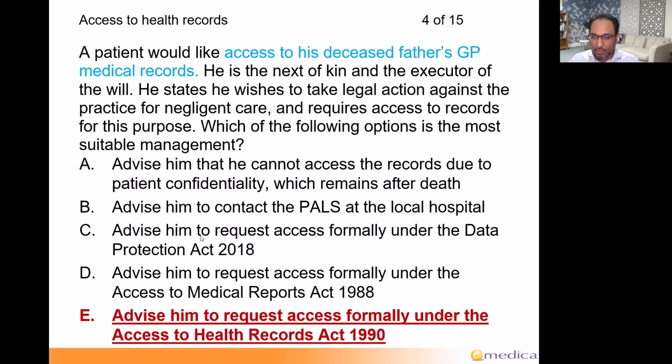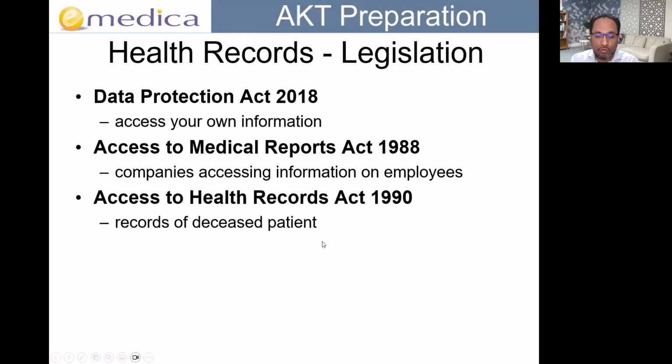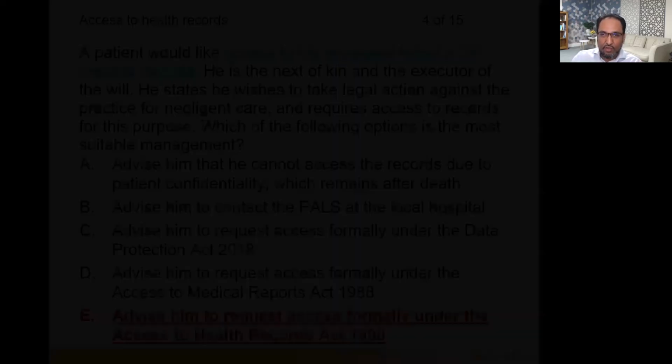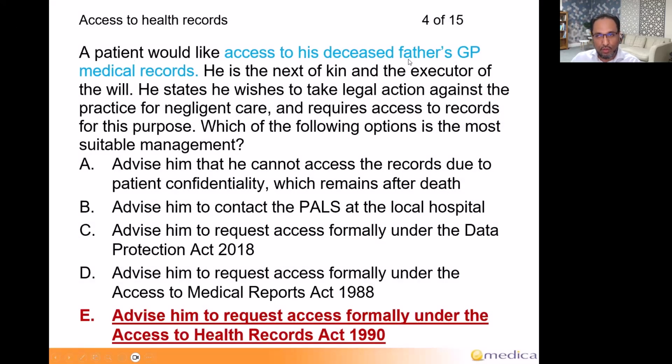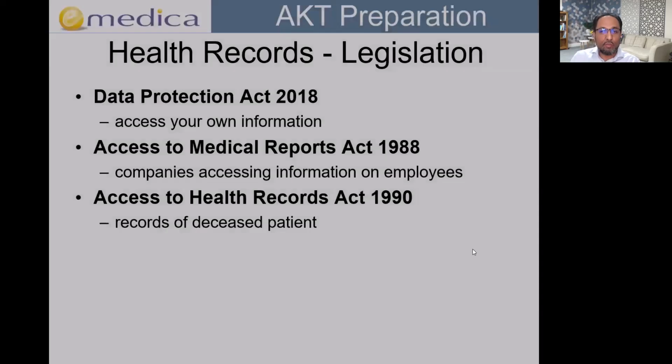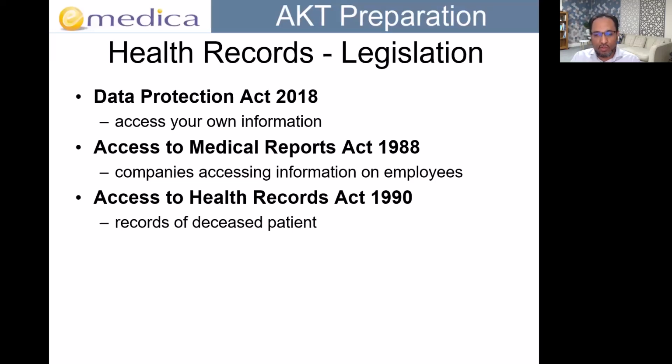Those of you that picked Data Protection Act, you might have picked that just because you've heard of that one, you're more familiar with it. That's the most commonly used act in relation to accessing health records, but that can only be used to access your own information. So if this patient wanted to access his medical record, not his father's, then he would need to apply under the Data Protection Act. Okay. The Access to Medical Reports Act, 1988, this is for companies that want to access information on their employees, usually to do with occupational health reasons. And then, as we already mentioned, if you want to access someone else's records who's passed away and you have a legitimate reason to do so, then you apply under the Access to Health Records Act 1990 for that.